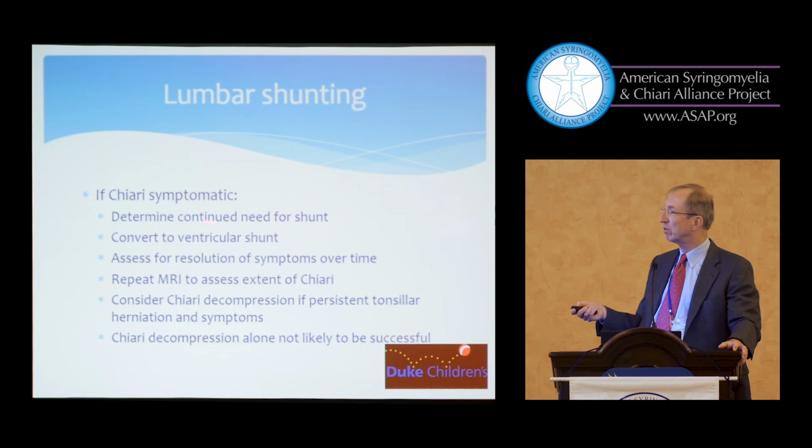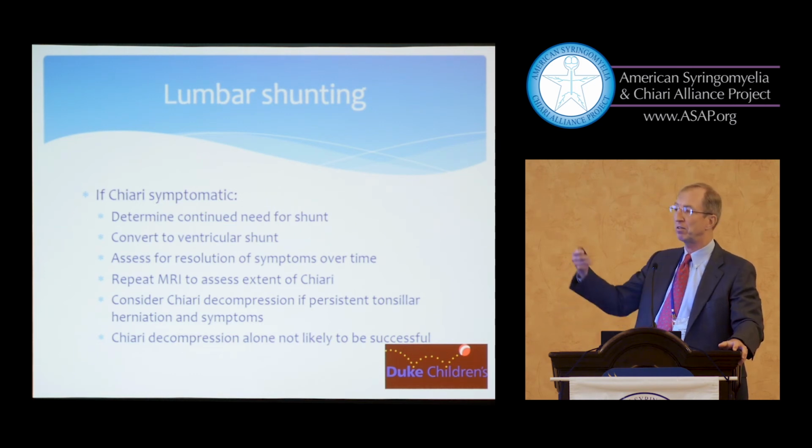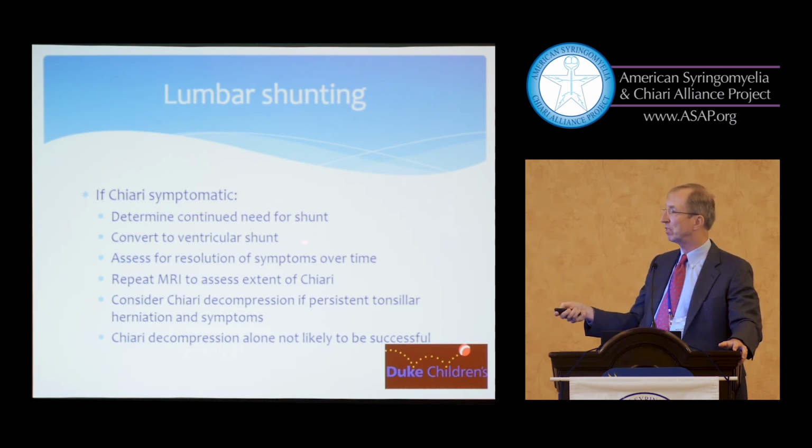Converting it to a ventricular shunt. So now instead of pulling down on the tonsils, you're basically draining the fluid above where that block is. And then if you do this, assess over time for resolution of the patient's symptoms. They generally respond very quickly. And then repeat MRIs to assess the extent of the Chiari. Consider Chiari decompression if the tonsillar herniation is persistent and if the symptoms are persistent.